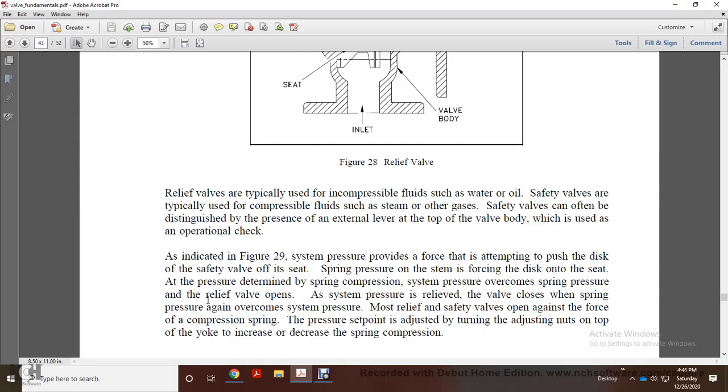When system pressure overcomes the spring pressure, the relief valve opens and system pressure is relieved. The valve closes when the spring pressure again overcomes the system pressure. Most relief and safety valves open against the force of a compression spring. The pressure set point is adjusted by turning the adjusting nut on the top of the yoke, increasing or decreasing spring compression.